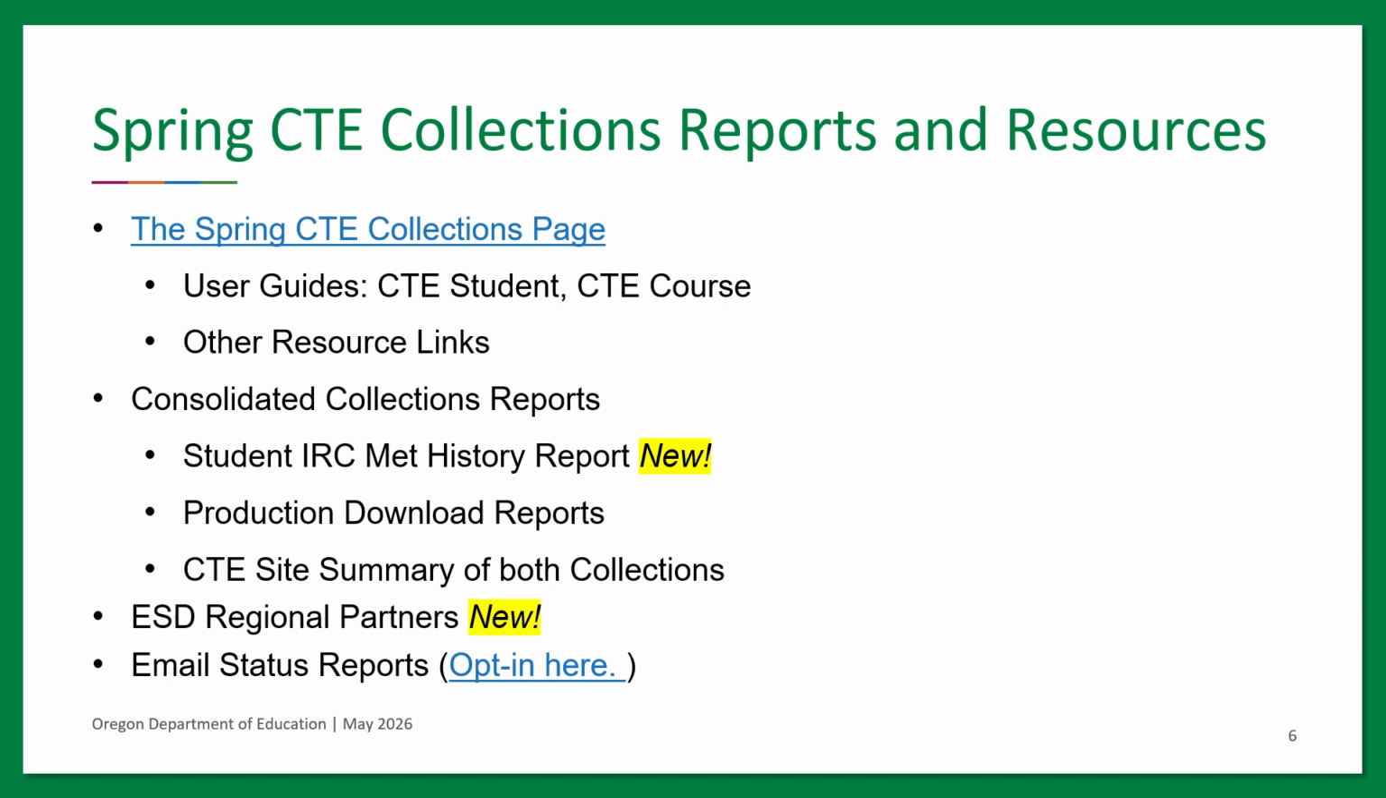The ESD regional partners introduced on the previous slide are available by email or phone. And there's an email status report I will send while the collections are open. It'll be mailed each Wednesday starting June 3rd, 2026, and continue through Wednesday, July 22nd, 2026. I automatically send this email status report to all Perkins grant managers, which are the direct recipient school district grant managers and the consortia regional coordinators.